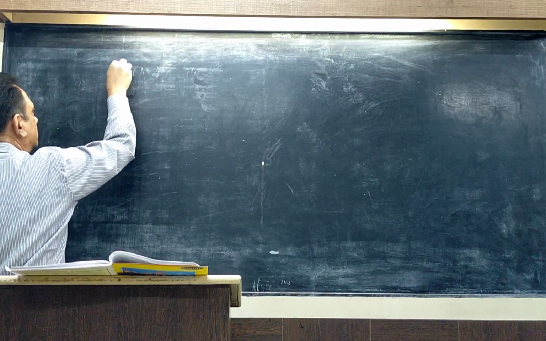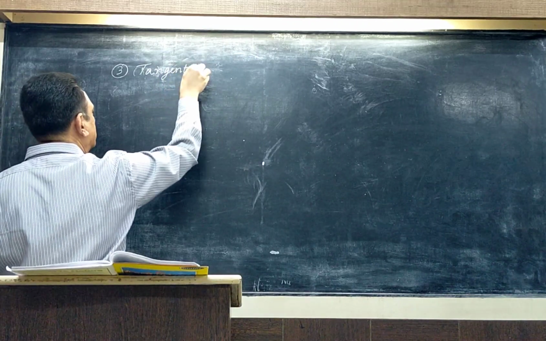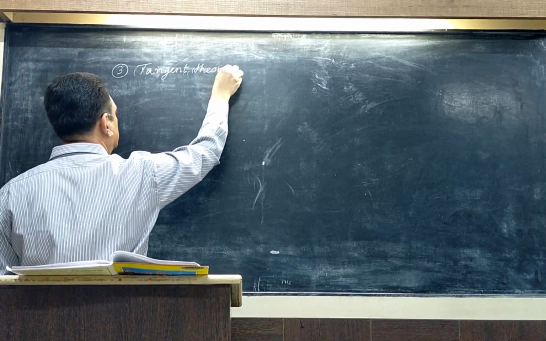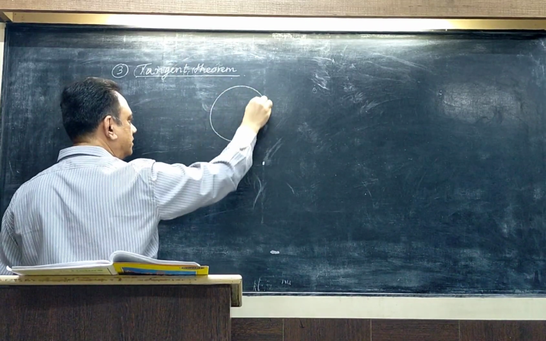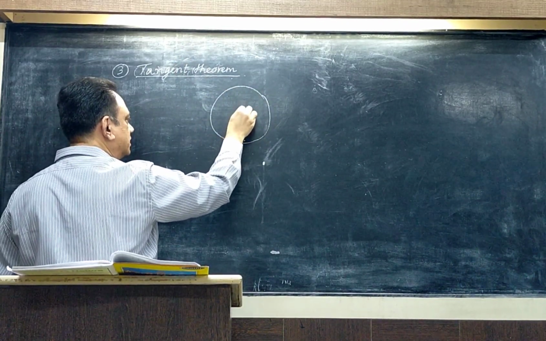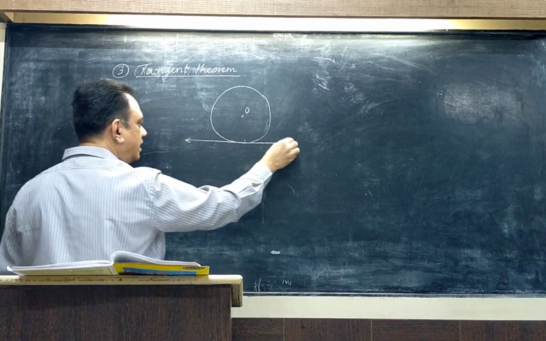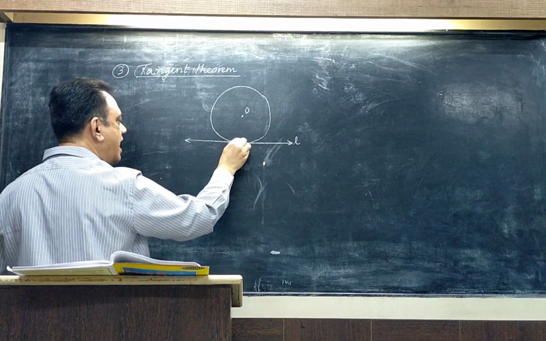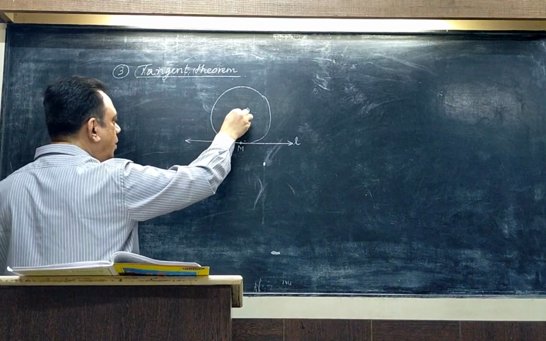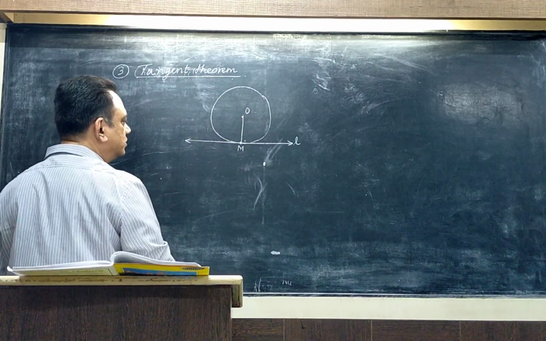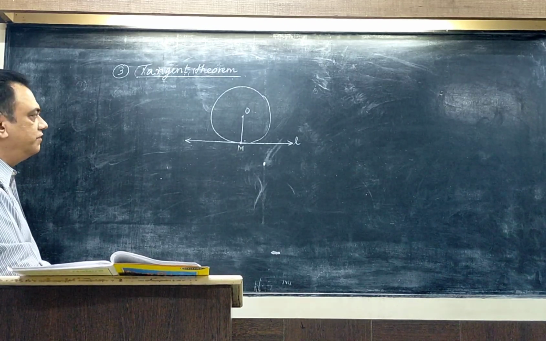I'm starting with the third point, that is the tangent theorem. This is a circle, center of the circle. Line L is a tangent to the circle at point M, and OM is the radius of the circle.